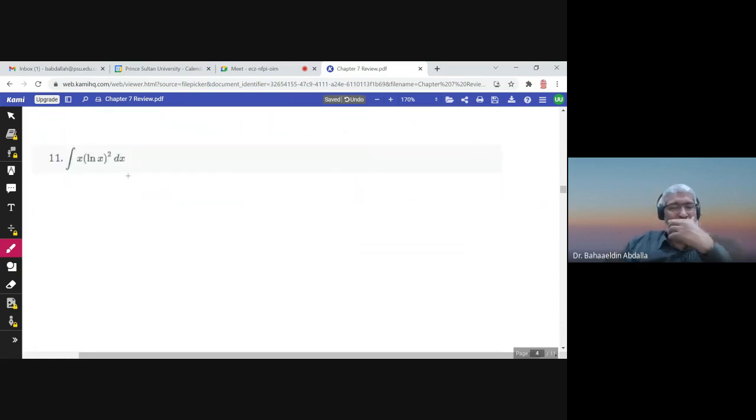Well, here I have x with ln, so there is no choice for me except to use integration by parts and take u as ln x to the power 2. And here to find du, I need to use the chain rule. So it is 2 ln x times 1 over x, and dv is x, so v is x squared over 2.